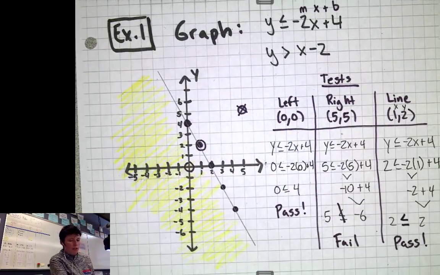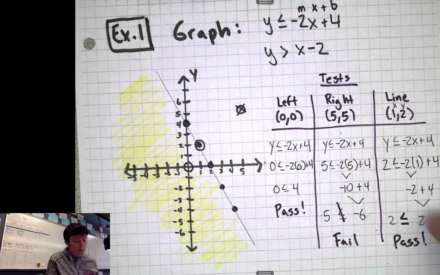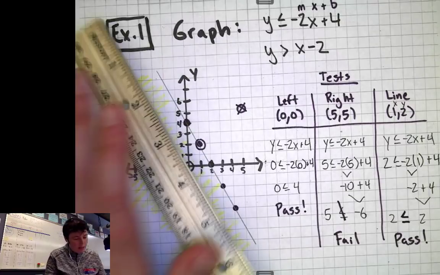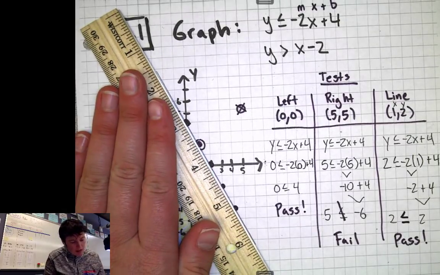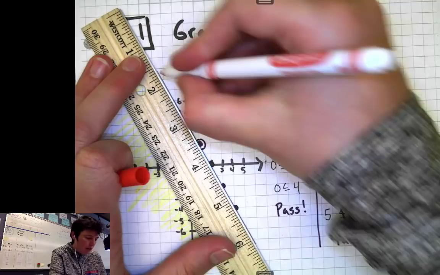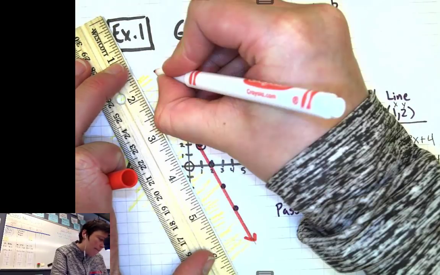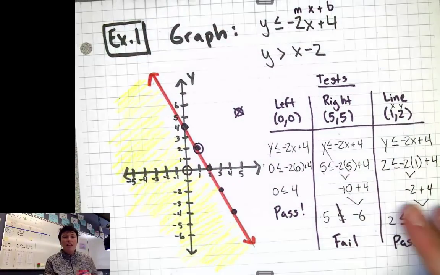The other thing I know is the line itself passed also. So we know the line is solid, it's not dotted. So I can take my ruler and my pen and comfortably darken that into a dark solid line. I know that for a fact is true, so I'm going to do that. And then that one's done.